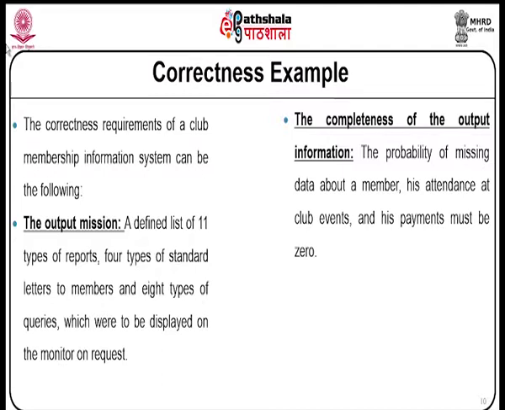Correctness example: consider correctness requirements of a club membership information system. The output mission: a defined list of 11 types of reports, 4 types of standard letters to members, and 8 types of queries, which were to be displayed on the monitor on request. The completeness of the output information: the probability of missing data about a member, his attendance at club events, and his payments must be 0.